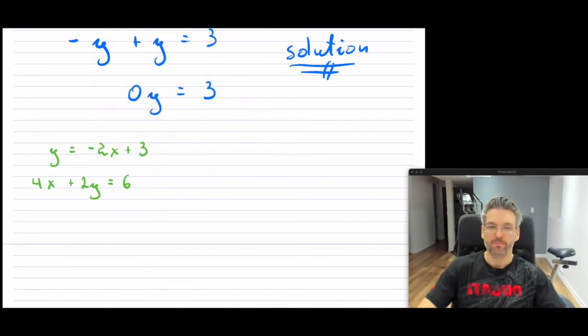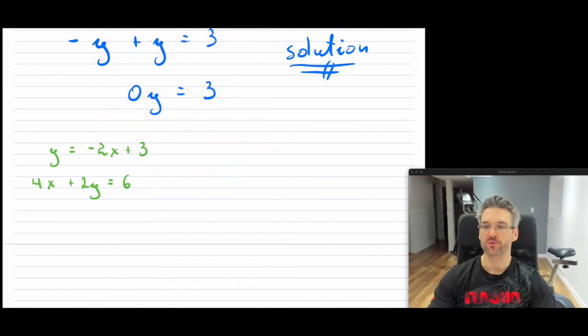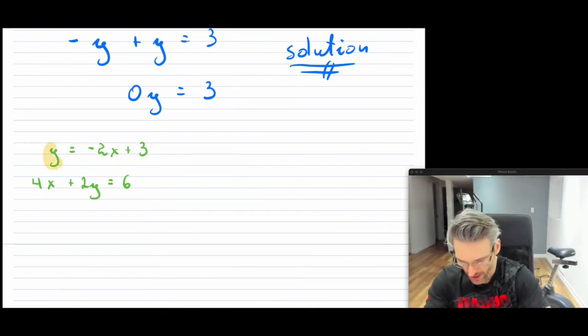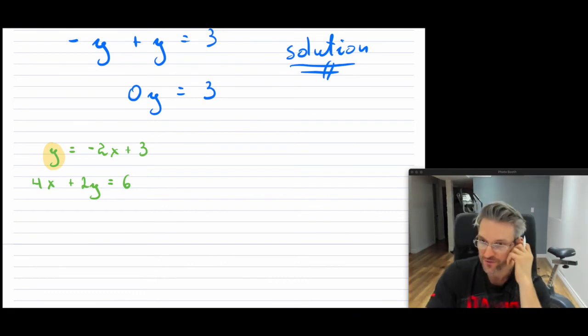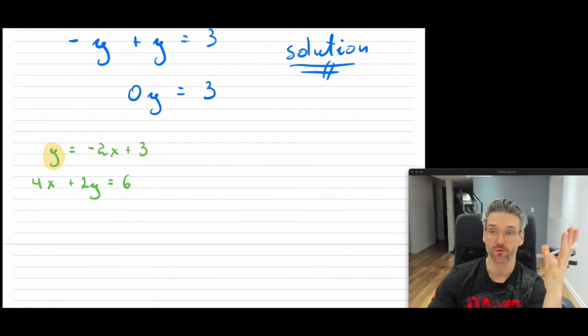All right. So I have y is equal to negative 2x plus 3, and then 4x plus 2y equals 6. So first I've got to isolate for something. Now it's already isolated for y, so I'm not going to waste my time. And neither should you if this was on a test or assignment, unless you're told otherwise, like isolate for x or something.